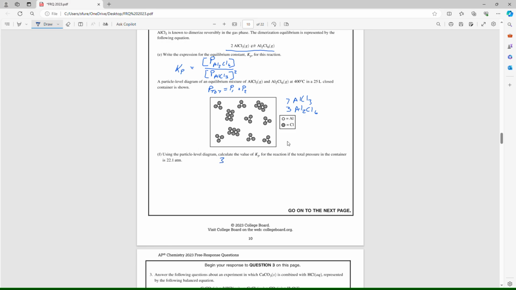All right, so 3/10 times 22.1 is this top part over 7/10 times 22.1. But in our Kp expression, that was squared. So we would square this part, and that equals 0.0277.